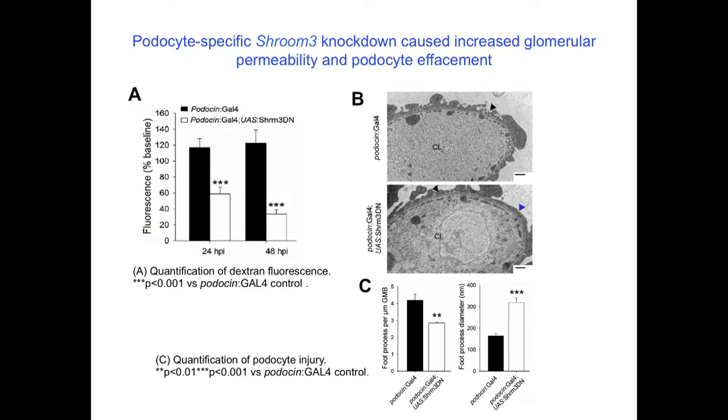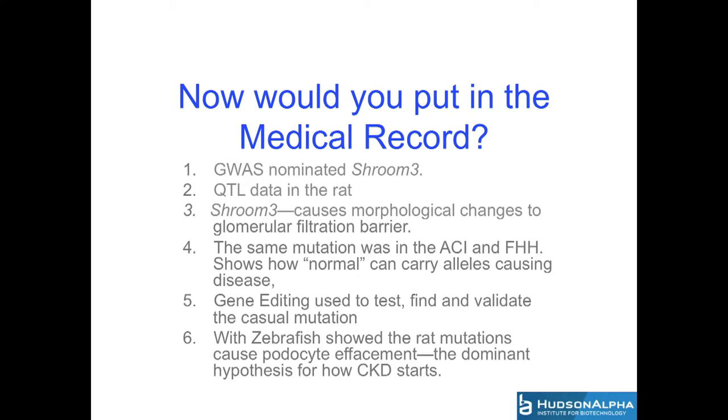So now we've been able to say, okay, it's not just this particular variation, but we can take it all the way down to showing that there's podocyte effacement, which is actually what's thought around this. So now we've added more information. So now that we can show that in zebrafish there's podocyte effacement, how many of you now would say that this is what causes the disease in humans?